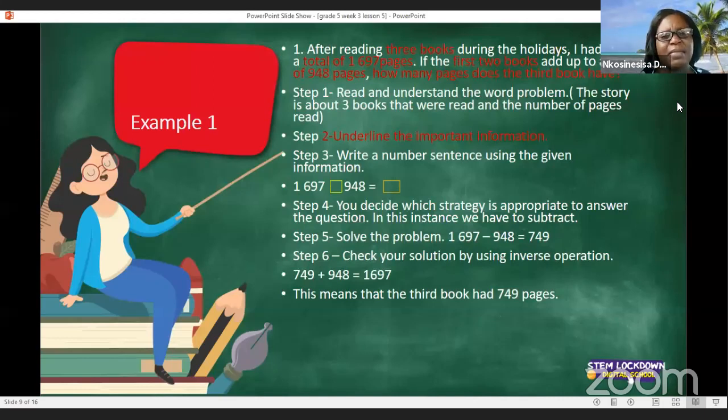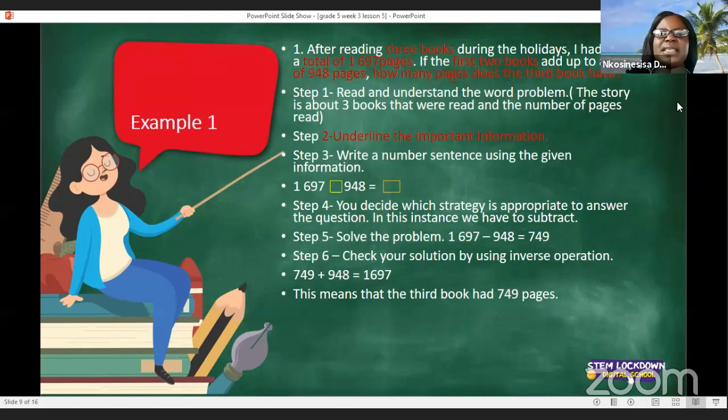So I said step number 1, you have to read and understand the word problem. The story is about 3 books that were read. You have to also personalize. I always tell my learners, you have to personalize the stories. If it says John, and you're Paul, say Paul did this. So where I said I had read, you can say Neo had read. So now let's personalize it so that you understand. I use the names that I see here.